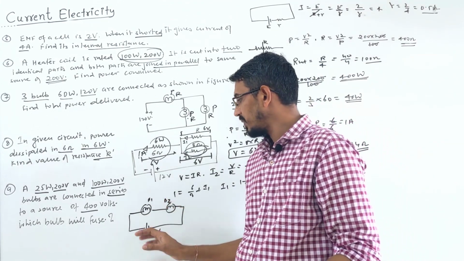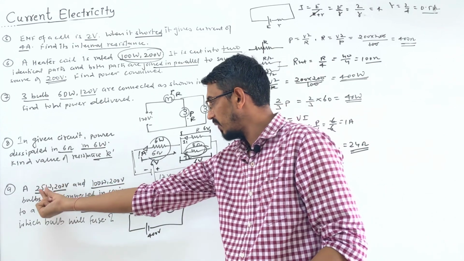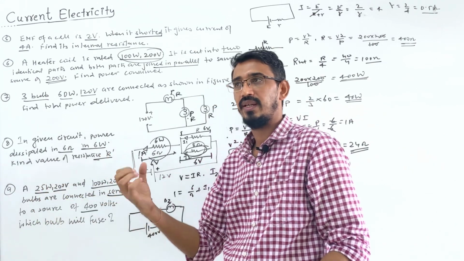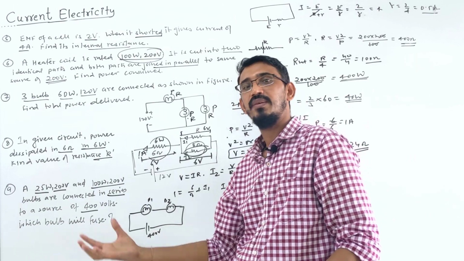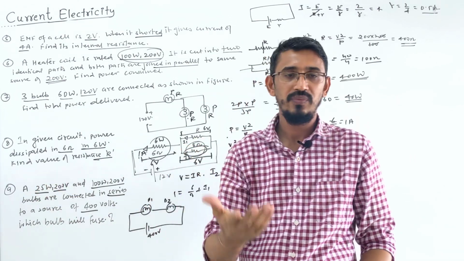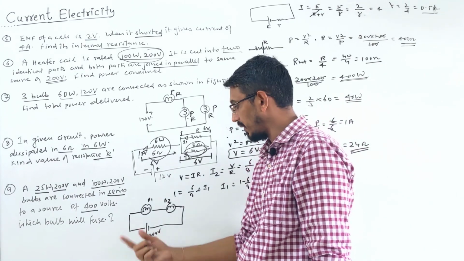The bulb will fuse if the power coming is more than the rating of that bulb. The rating of one bulb is given as 25 watt, it can take that. The other is given 100 watt, it can take that. If the input power coming is more than the rating, then that bulb will fuse. So you have to calculate how much power is generated by this battery.